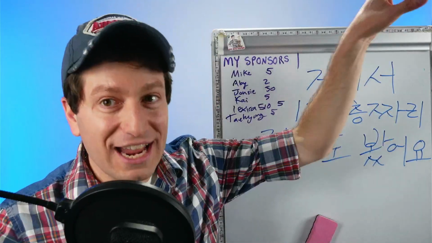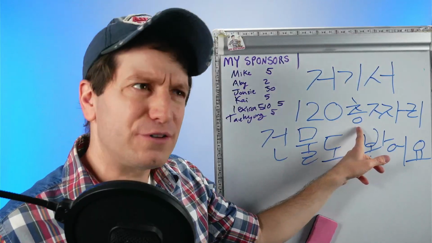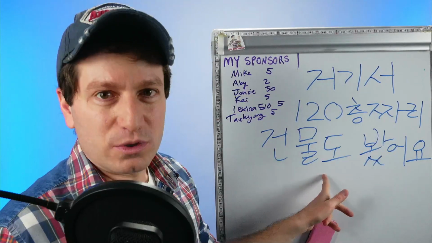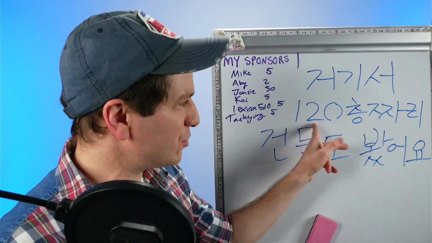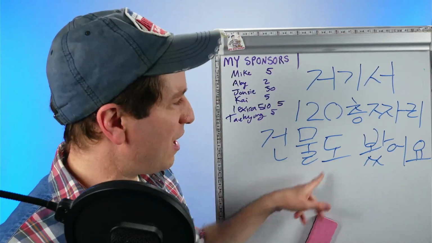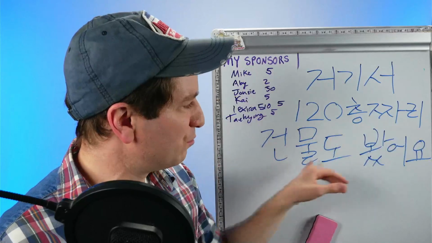거기서. So over there, 120층. 층 is the counter for floors in a building. So 120층짜리 건물. 건물 is building. So a 120-story building. 도 also 봤어요. So I also saw a 120-story building over there. 거기서 120층짜리 건물도 봤어요.